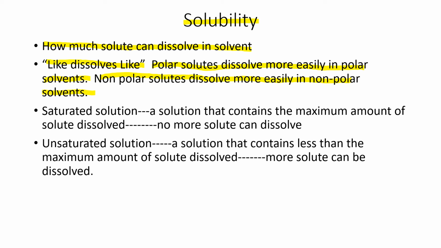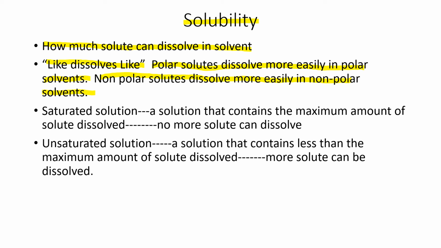Something like salt dissolving in water. Water is polar, salt is ionic. That's like the extreme of polarity. They dissolve in each other very, very well because they're both polar. You know that oil and water don't mix. Well, oil and water don't mix because the water is very polar. Meanwhile, the oil is very, very non-polar. So those are not able to mix and dissolve in each other. So you're kind of familiar with some of this idea of like dissolves like.